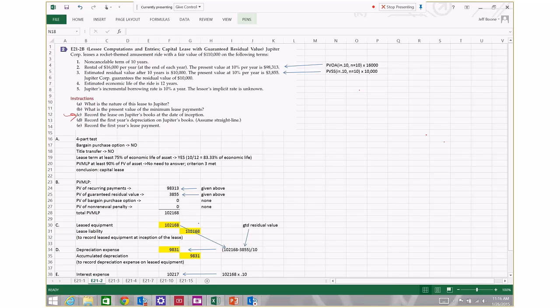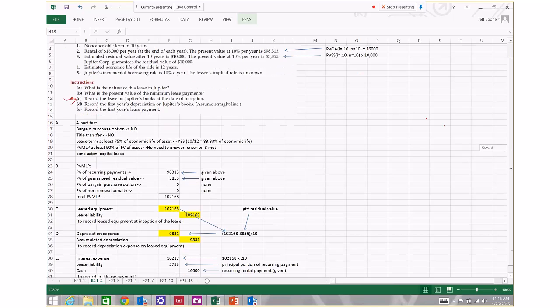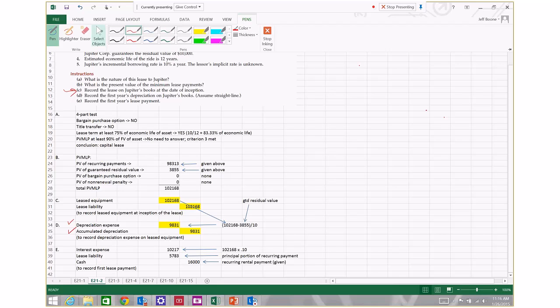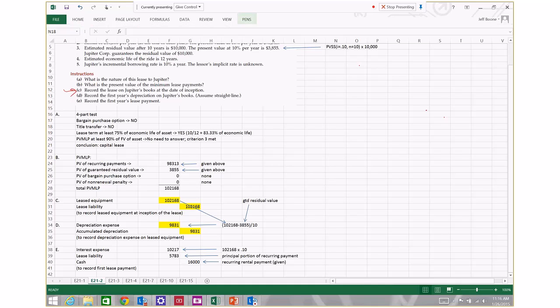Okay, so then at the end of the first year, we have to record depreciation expense on this leased asset. And of course, the basic journal entry: debit depreciation expense, credit accumulated depreciation, same sort of entry you've made since principles of accounting. Now, calculation of the amount of the depreciation is as follows. We're going to take the cost of the equipment, which is 102,168. That's what we booked it at right there.